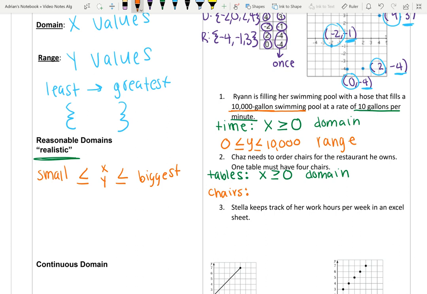Now my chairs technically also have to be that, but each table has to have 4 chairs. So that means that my y values have to be in increments of 4. So if I had no tables, I obviously wouldn't have any chairs, but then I would have 4 chairs. And then if I had 2 tables, I would have 8 chairs. If I had 3 tables, I would have 12 chairs, and so on. So I'm just going to go in increments of 4 and show that it's just going to keep going like that for my range.